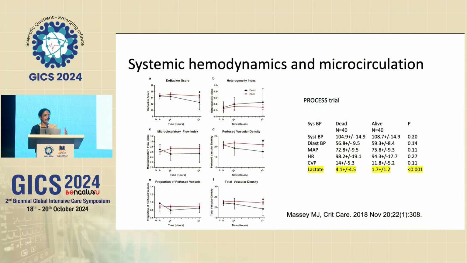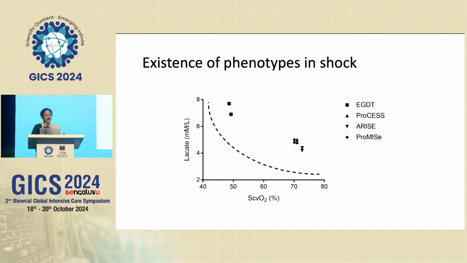However, from the ProCESS trial, Massey et al. took 80 patients out, 40 of them who had died out of shock and 40 who were surviving. And they found that the microcirculatory abnormalities were there in patients who died after 72 hours of the onset of sepsis. And this was even after they had reached a similar kind of macrocirculatory goals. So they further found in all these studies that there are phenotypes present depending upon the microcirculatory variables.